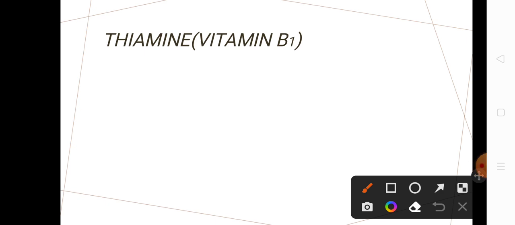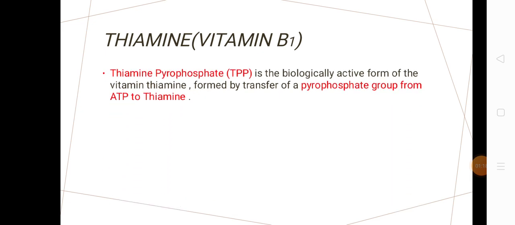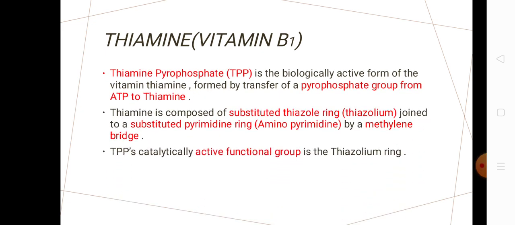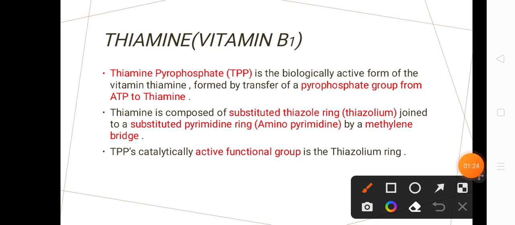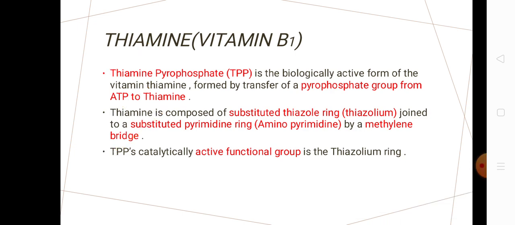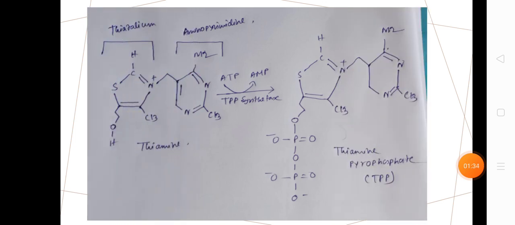So first topic, the conversion of thiamine into its biologically active form, thiamine pyrophosphate. Here I am going to explain the concept with the help of a picture. Before that, I would like to recommend you take a screenshot of it so that you can use it as a note. We will understand how thiamine is converted into thiamine pyrophosphate with the help of this picture.